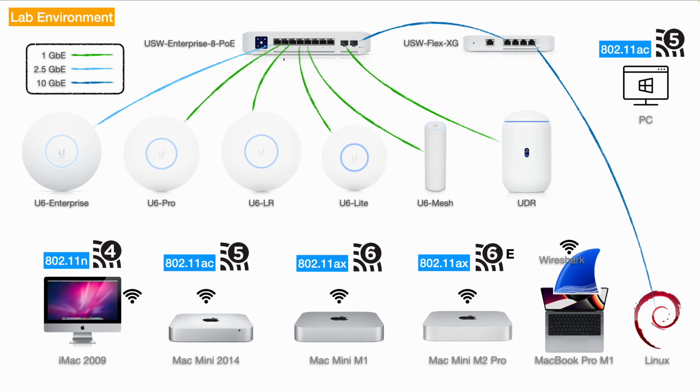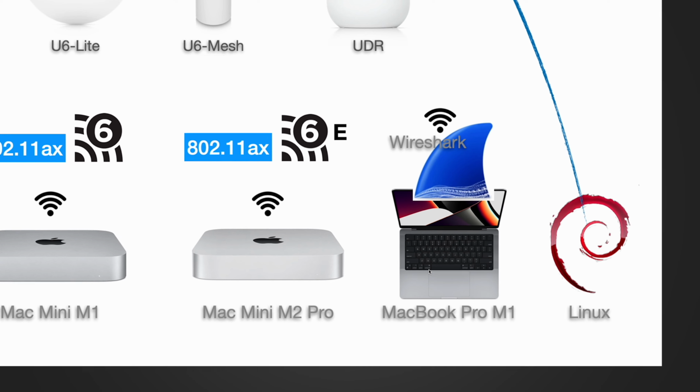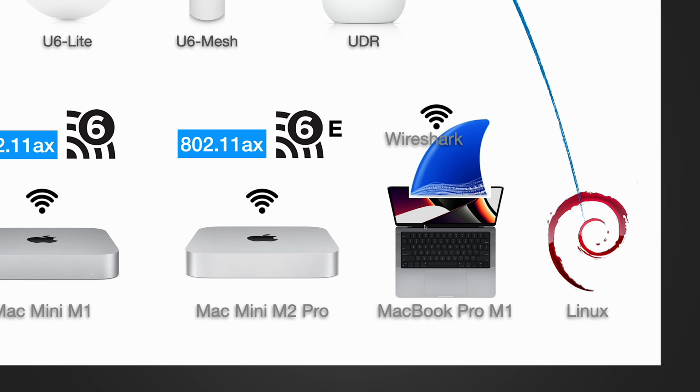In the lab environment, I have 5 different access points. Nowadays, there are 4 commonly used Wi-Fi standards: Wi-Fi 4, 5, 6, and 6E. I use 4 different Mac machines to test them. In some situations, I need to capture the Wi-Fi frames to better understand how things work. So I will use another Mac to capture packets and to view them in Wireshark.